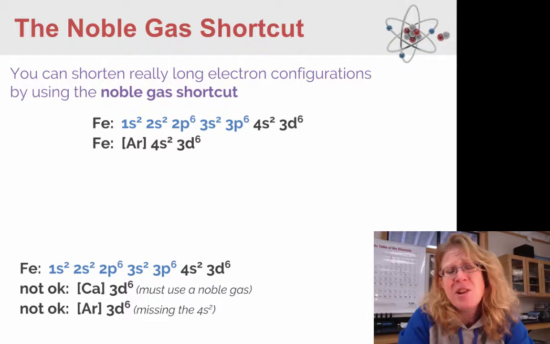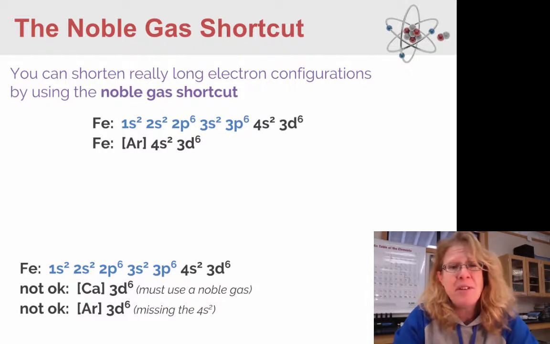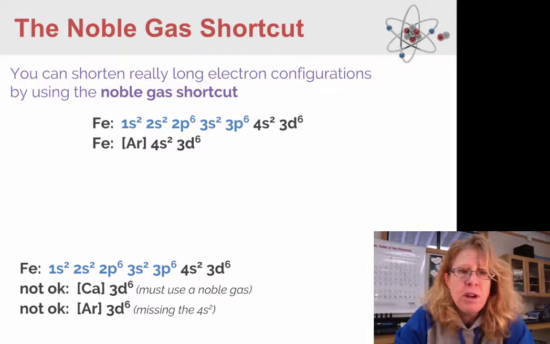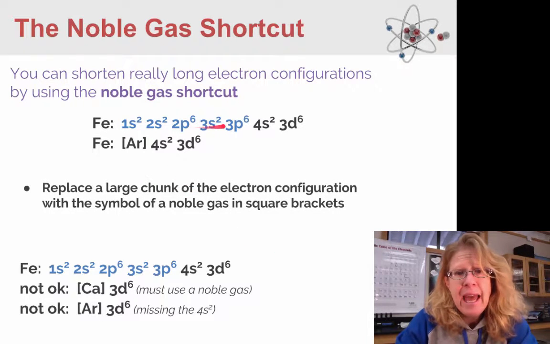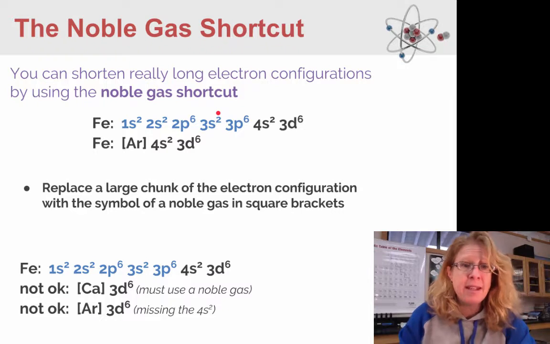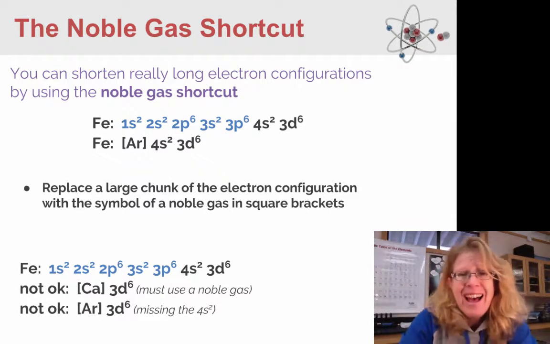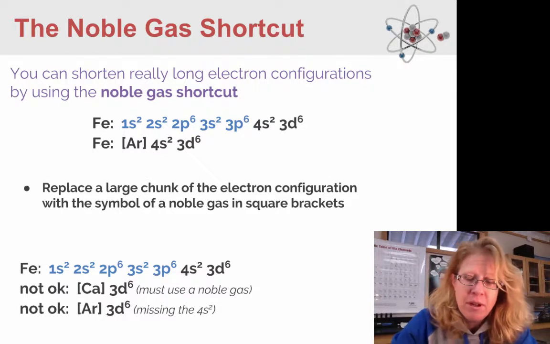So the noble gas shortcut is a way to write longer electron configurations in a shorter way. The example I've given you here, iron, isn't super long, but it's good enough to demonstrate what we're talking about. So it's called the noble gas shortcut, and what we do is look at iron itself, and take out the part of the electron configuration that corresponds to the last noble gas, the noble gas that comes before that element. So you have to look at the periodic table and trace backwards. You want to find the highest number noble gas that is less than the atomic number of the element that you're using.